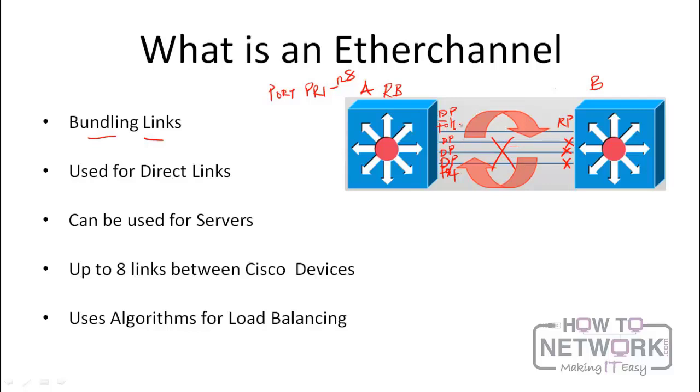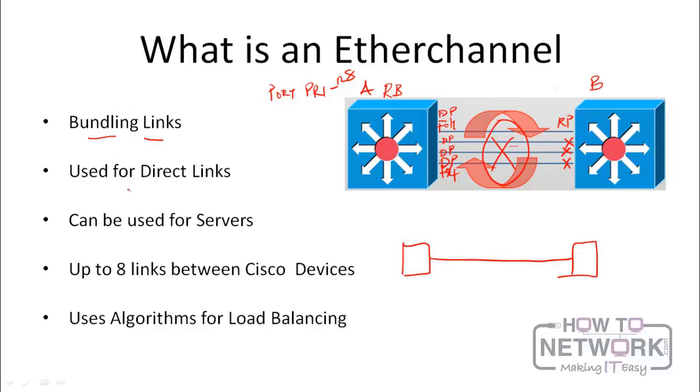But with Ether Channel, we can do something about that. What we're going to do is put all these interfaces in one logical bundle. In that case, they're all going to be treated just like one interface. So instead of having four interfaces, we're going to have two switches with just one bundle between them. So that's how Ether Channel works.